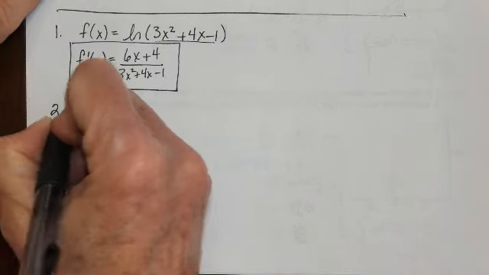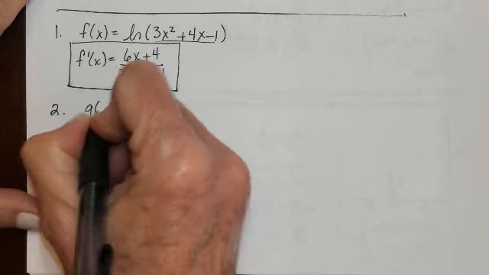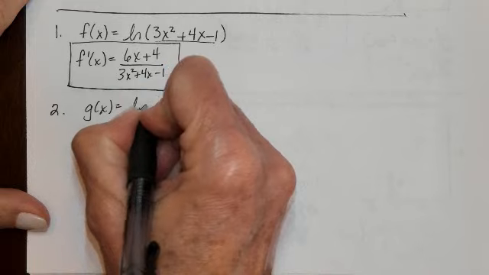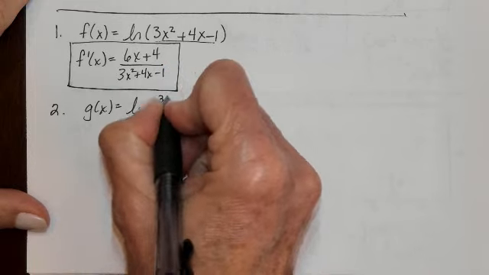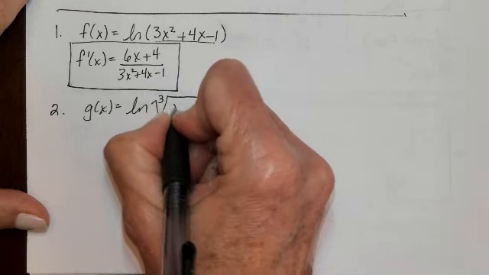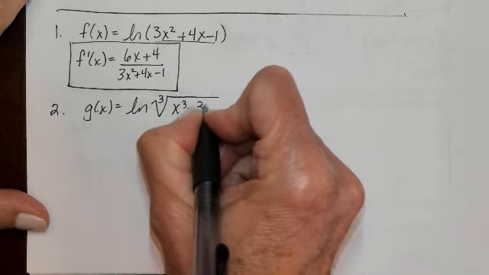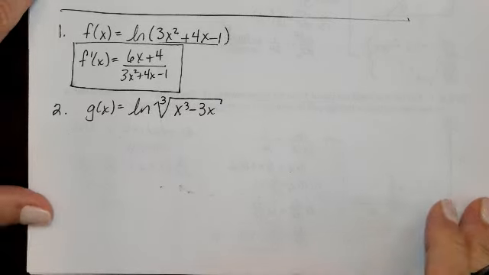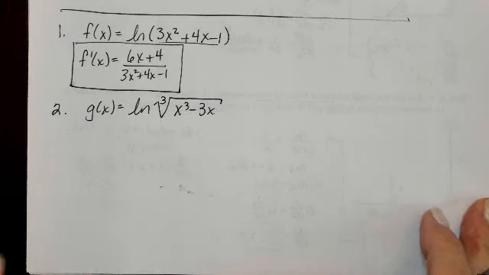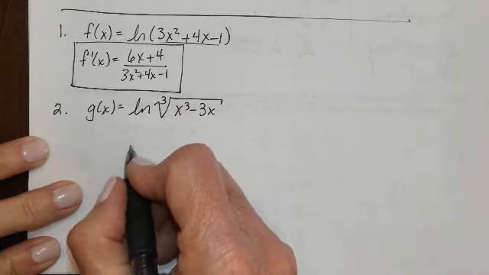Okay. Number 2. G of x is equal to the natural log of the cube root of x cubed minus 3x. Okay, well here we have a choice. And we're looking for g prime. Here we have a choice.